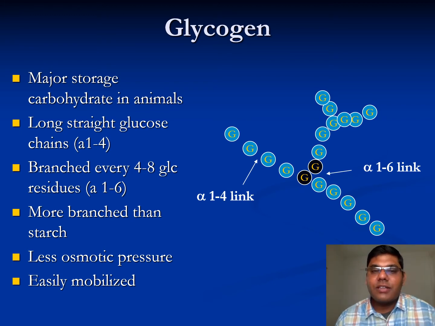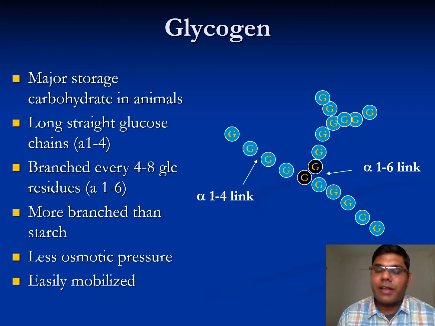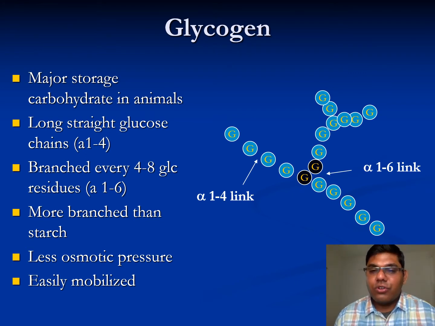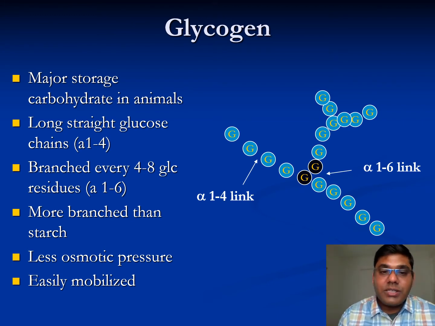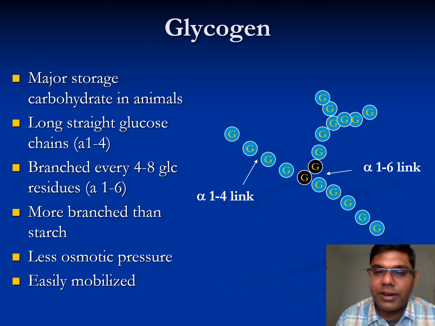So glycogen has a lot of branches, more branches than starch, because our body needs glucose very fast, so each glucose unit can be released quickly, so that our body requirement can be met. So this has less osmotic pressure, and it can be easily mobilized to provide energy to the body.